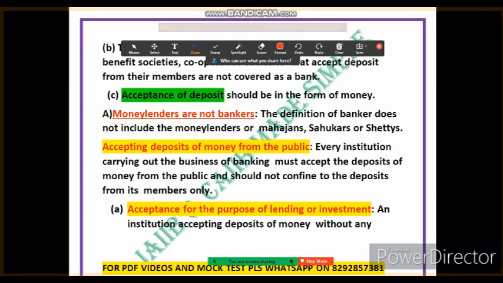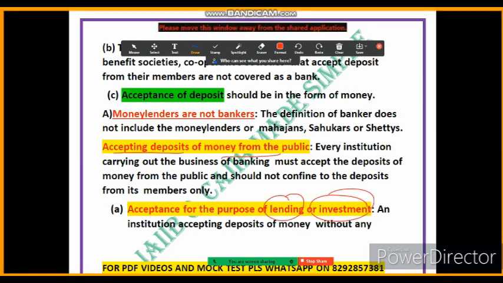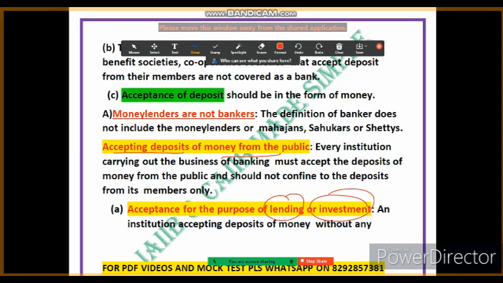The next point that we have is acceptance for the purpose of lending or investment. You see here it is written, acceptance of deposit for the purpose of lending or investment. What does it mean? It means banks accept deposit with the intention of using that money to lend it out to borrowers or invest in various ventures. So suppose an institution accepts deposit from individuals but keeps the money idle without using it to provide loans or make investments. It would not be considered a bank. Banks actively use the deposited money to lend to borrowers or invest in different projects. So hopefully you have understood the definition of a bank.